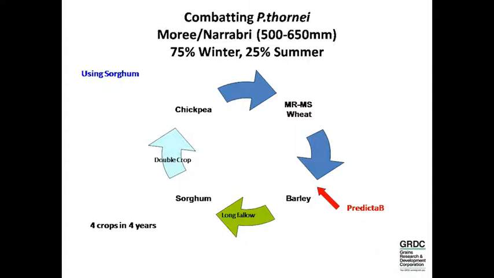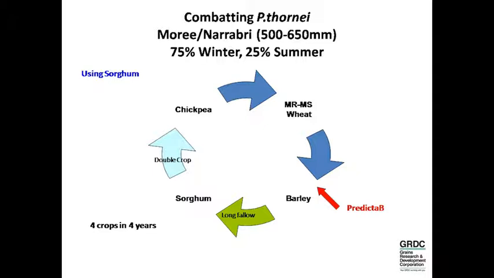John, just to finish off with, I've just got here some examples of rotations in different parts of the world. So again, we're combating Pratylenchus thornei. We're using sorghum in the system, and this is probably a pretty typical rotation around Moree. So we're going from growing wheat, into barley, which is reasonably common, long fallowing that into sorghum, double cropping back into chickpeas and around.